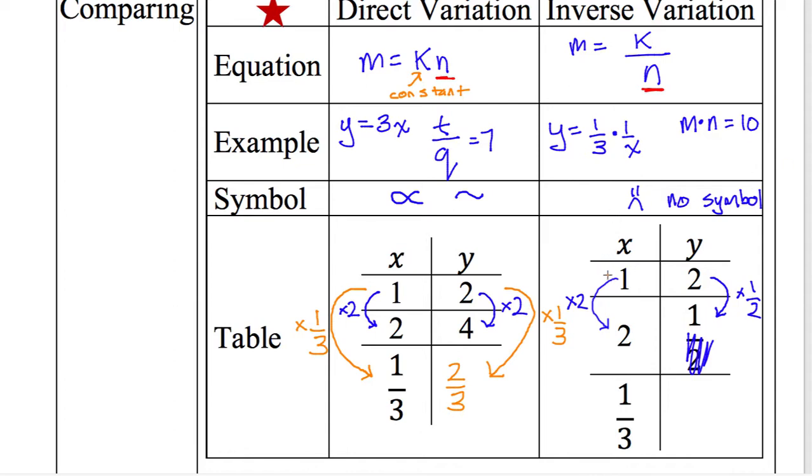So how do I get from 1 to 1/3? What do I multiply by? Multiply by 1/3. So what am I going to multiply by in order to get from 2 to this y value? Multiply by 3, and this answer is 6. That's what it looks like in a table to have inverse variation or an inverse proportional relationship.